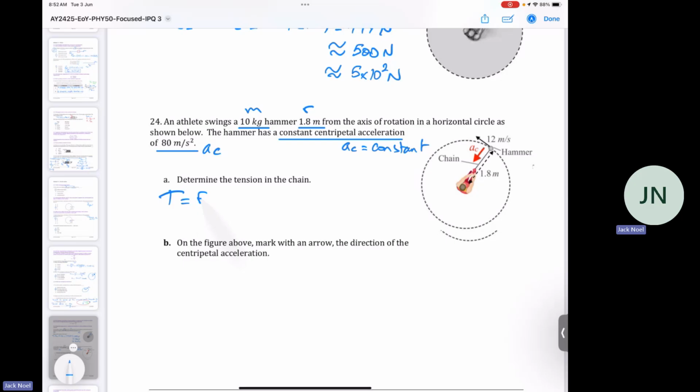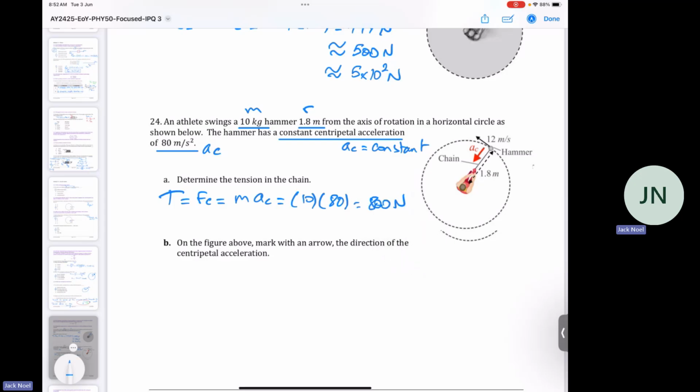They said determine the tension in the chain. So again, tension is a centripetal force in this case. It is equal to mass times centripetal acceleration. The mass is 10. The centripetal acceleration is 80. 10 times 80 is equal to 800 newtons.